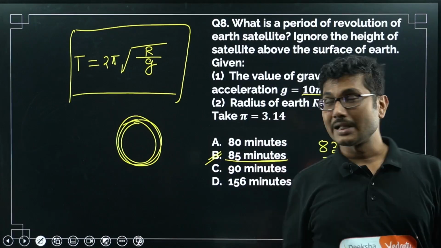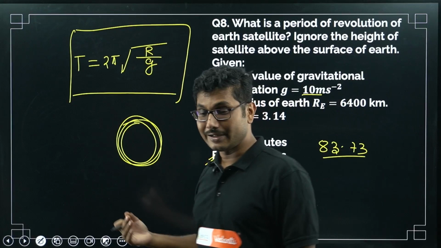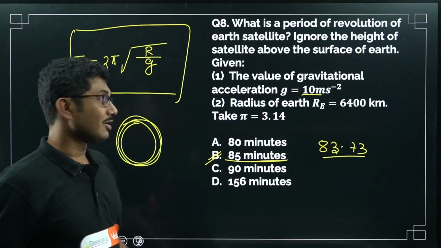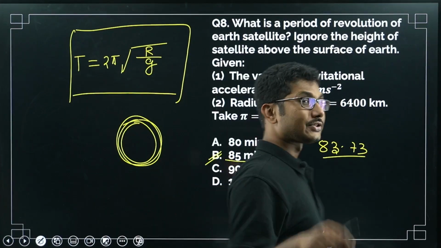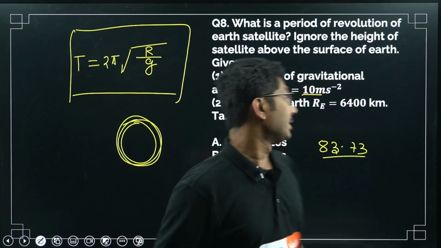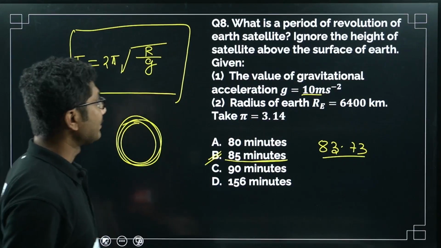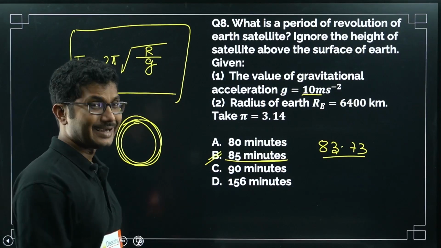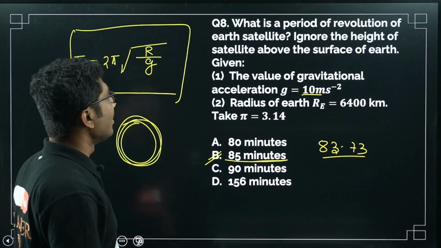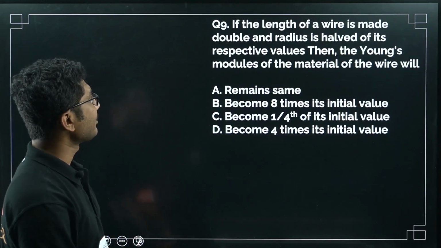So this is the basic Earth. This is called an Earth satellite. This is an imaginary satellite which is orbiting around the Earth. If it is orbiting exactly on the surface of the Earth, then what would be the time period? That's why it is said, ignore the height of the satellite. If you consider the height of the satellite, it becomes a little tricky. Okay, now let's move on to the next question.